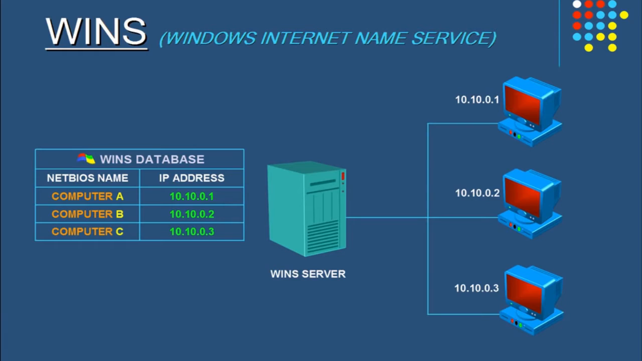Now WINS stands for Windows Internet Name Service, and this is used on NetBEUI networks. This service is similar to DNS, and as you recall, DNS resolves domain names to IP addresses, but WINS resolves NetBIOS names or computer names to IP addresses. So if you wanted to communicate with another computer on the same network, you would do so by using the computer's name, and then the WINS server will resolve the name to the IP address of that computer.